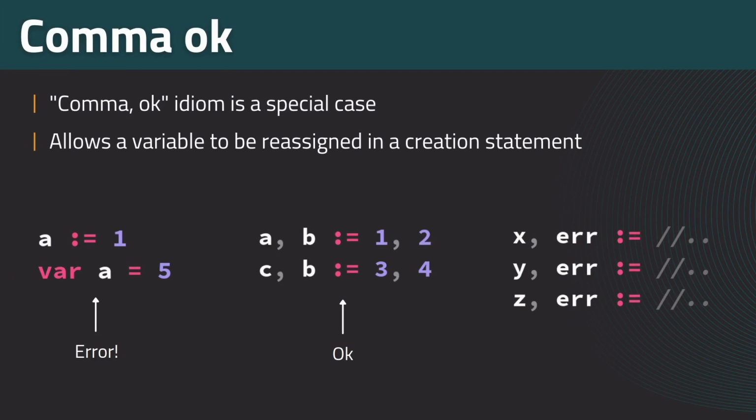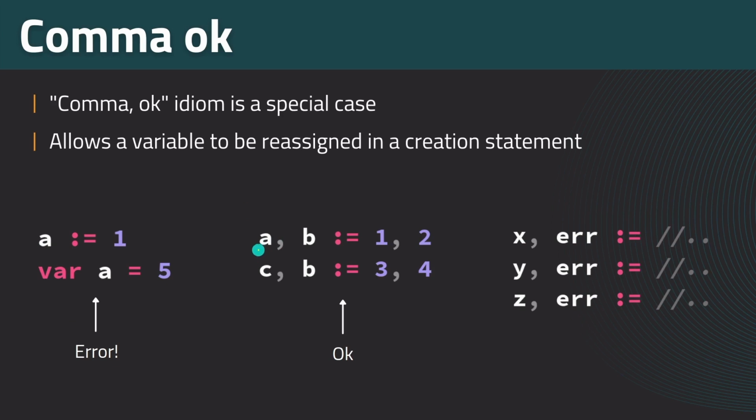We also have the comma OK idiom, which is a special case that allows us to reuse create and assign operators. So as we saw earlier, we have an A, we're creating and assigning 1. We then try to create A again and assign it to 5. So this will be an error because we already created A one time, so we can't create it again.